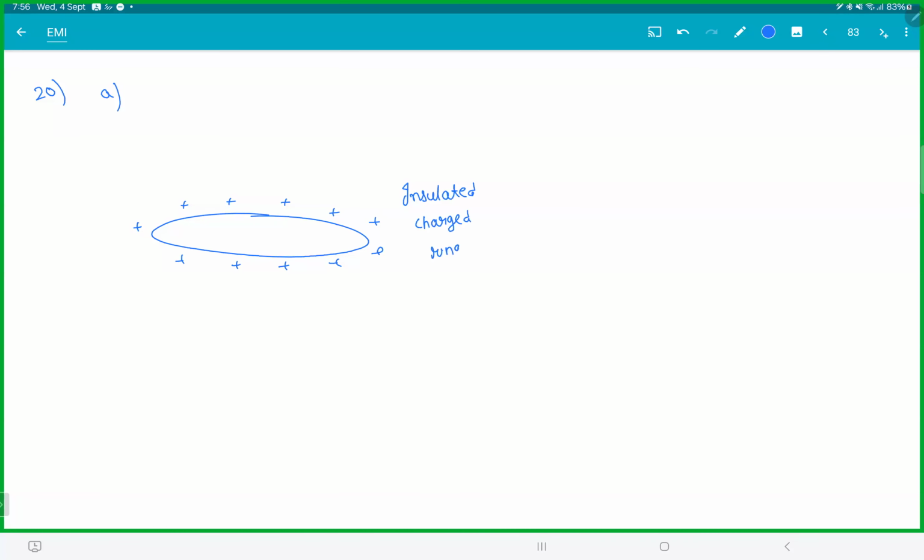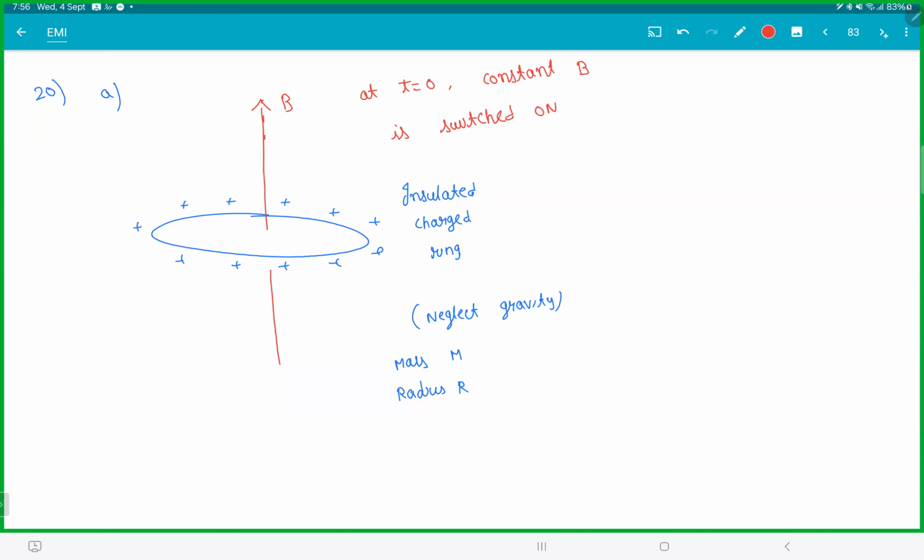Insulated charged ring. Neglect gravity. Mass m, radius r. At T0, suddenly a magnetic field is switched on. Initially there's no magnetic field. A constant B is switched on. Meaning, the field suddenly goes from 0 to B in a small time. And when I say that small time, you know what it means.